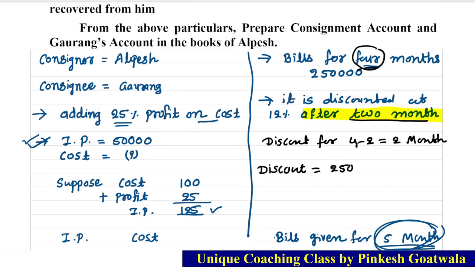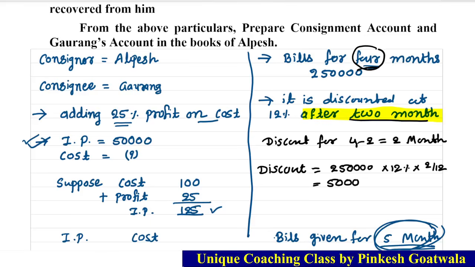So 2,50,000 into 12% into 2 divided by 12. So we will get the answer 250 into 12 into 2 divided by 12. So we will get the answer 5,000. It means the discount is 5,000.